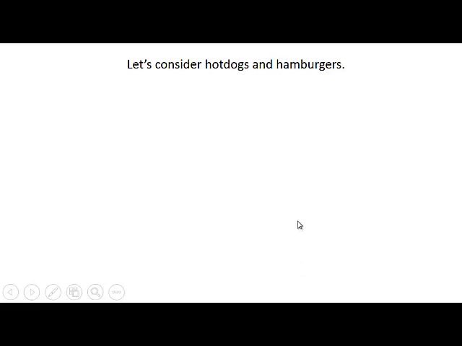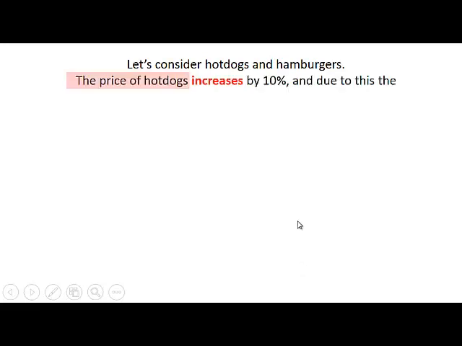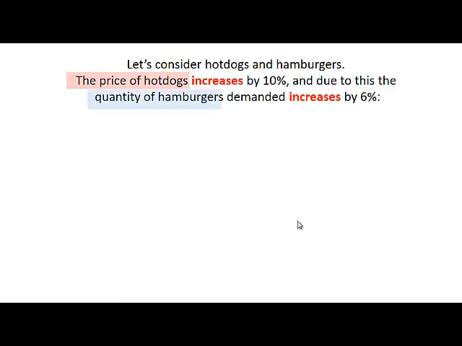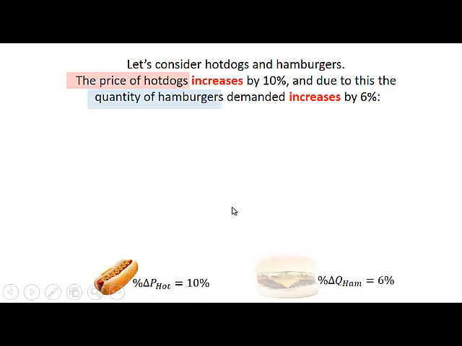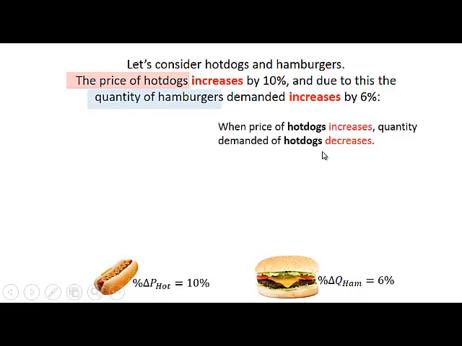So let's consider hot dogs and hamburgers. The price of hot dogs increases by 10%, and due to this, the quantity of hamburgers demanded increases by 6%. So, price of hot dogs increases by 10%, the quantity of hamburgers increases by 6%. So when the price of hot dogs increases, the quantity of hot dogs will decrease. Movement along the demand curve for hot dogs.